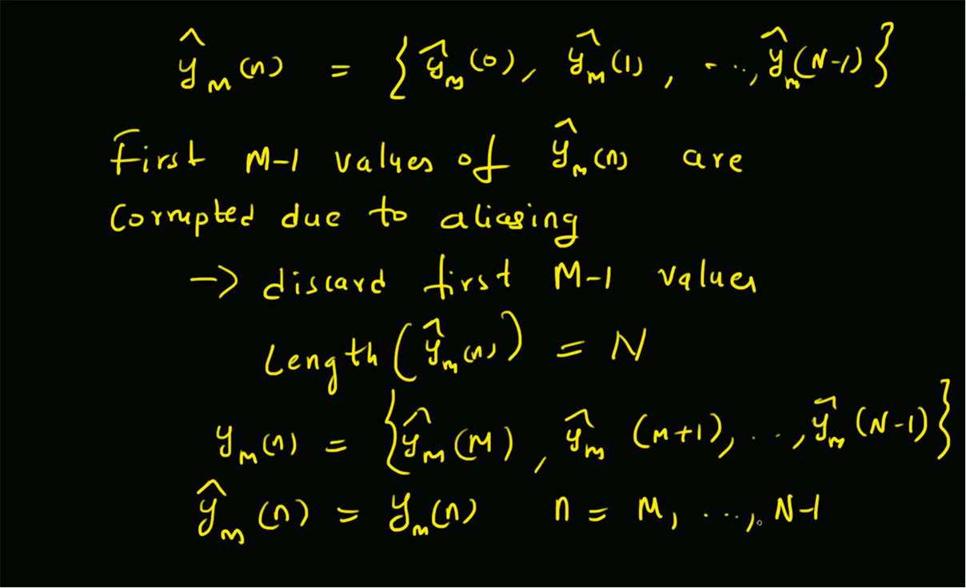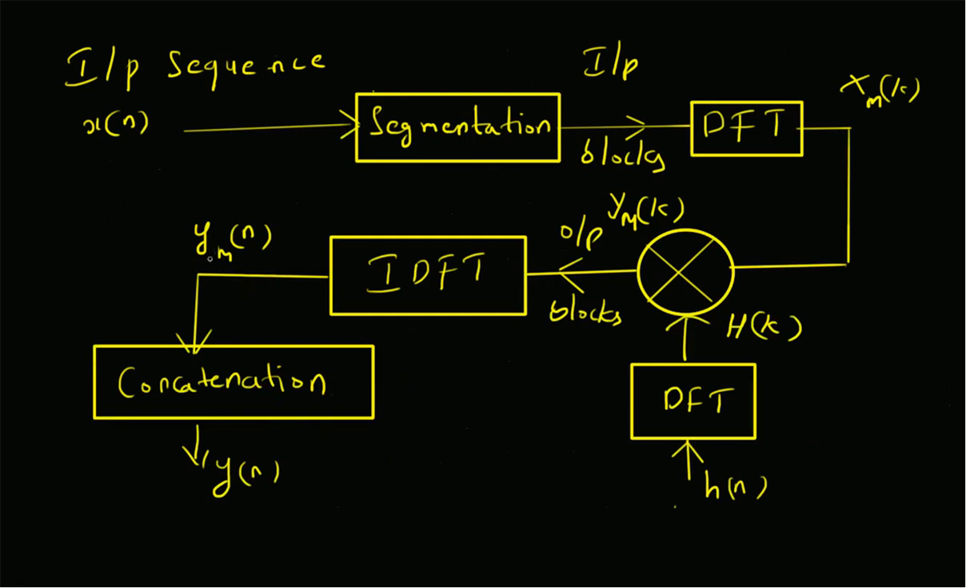So these values actually represent the output of linear convolution or linear filtering, and this will be the same as the values when we do normal convolution, that is, without any segmentation. So this is the required output, and then we concatenate all these output blocks to get the final sequence y of n. That is, when we go back to this block diagram, we get this ym of n, so we concatenate them to get our required output y of n. So that is the output y of n when we do filtering of x of n.